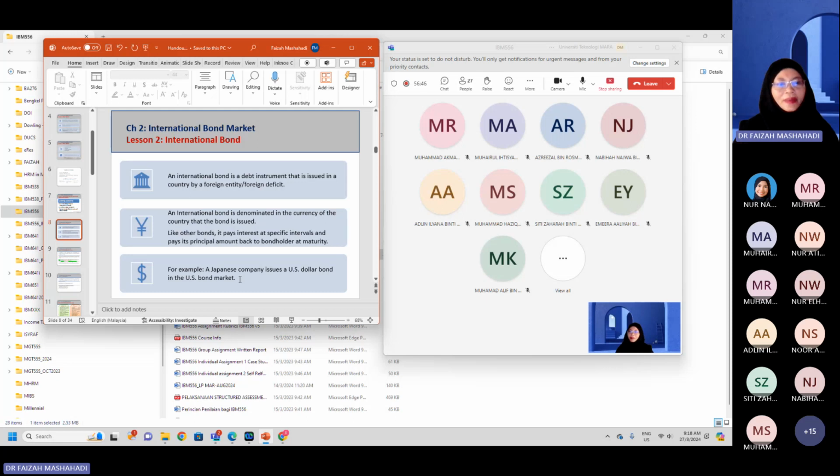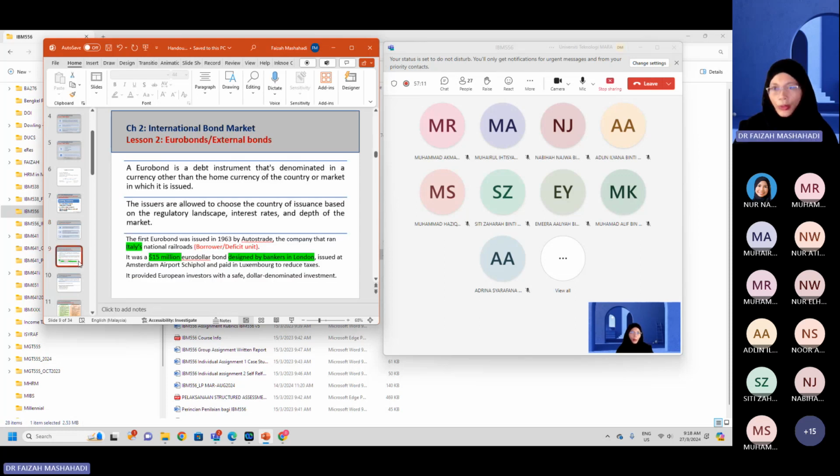So we have a very simple example: a Japanese company issues US dollar bonds in the US bond market. So that is the example. Just take the example from just now: Apple issues 1 million ringgit Malaysia in the Malaysian bond market. So that one is an international bond.